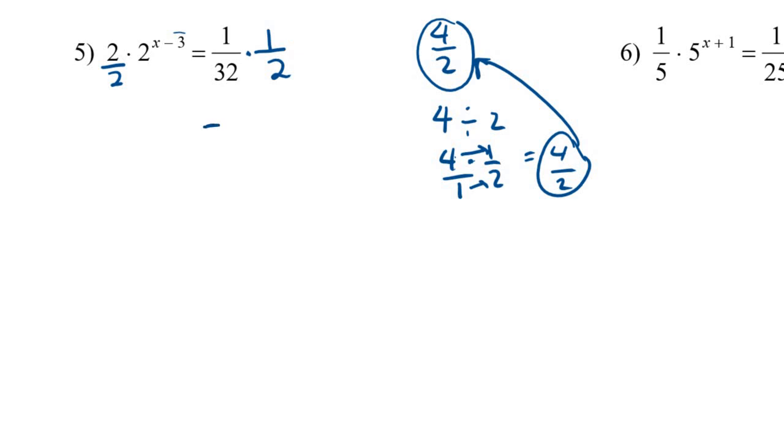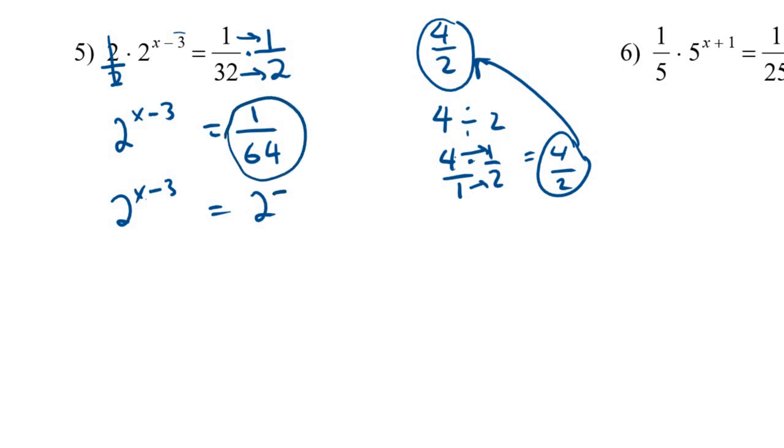All right, so now the right side will become 1 times 1 is 1, and then 32 times 2 is 64, and then this is gone. So we have 2 to the power of x minus 3, and now this is going to be 2 to the power of 6. Now this is a fraction, so we need to have -6 because it's a fraction. So whenever you have a fraction, you need to have a negative exponent.